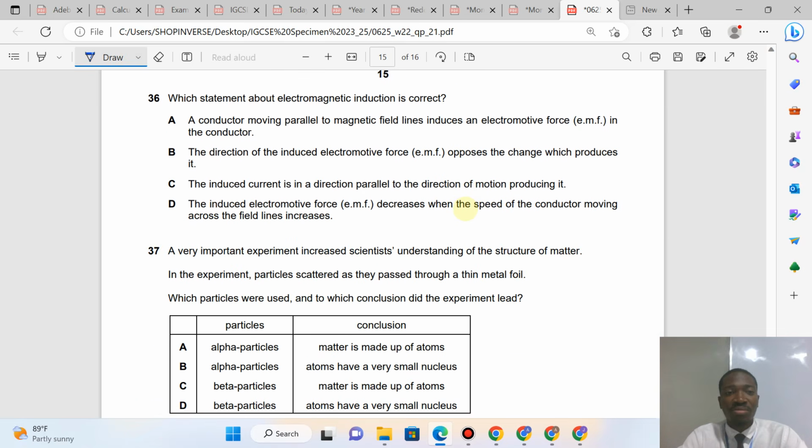Question 36. Which statement about electromagnetic induction is correct? Number one, a conductor moving parallel to magnetic field lines induces an electromotive force in the conductor. Okay, number one is correct. Number two, the direction of the induced electromotive force opposes the change which produces it.